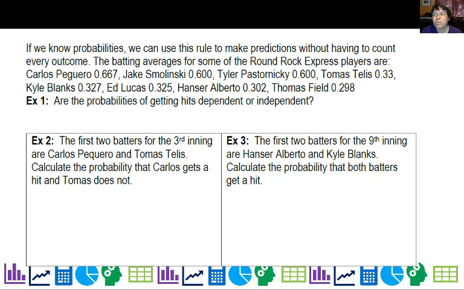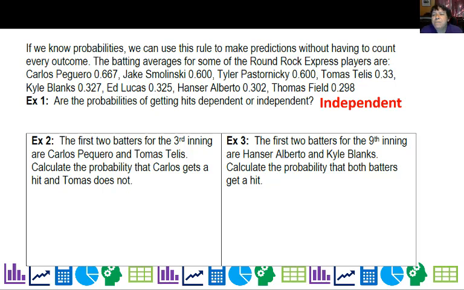And Thomas Field, 0.298. Those are some pretty good batters because almost every single one of them is batting above 0.300. And Carlos Peguero seems to be having a very good year at 0.667. Must be early in the season. Well, are these probabilities of getting hits dependent or independent? Well, if they're good baseball players and they don't let the player in front of them affect them, then we're going to say they're independent. All right? If that's not the case, well, then it gets complicated.